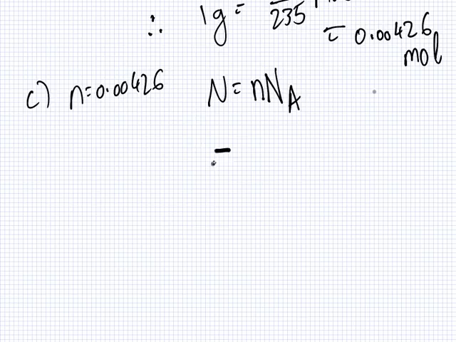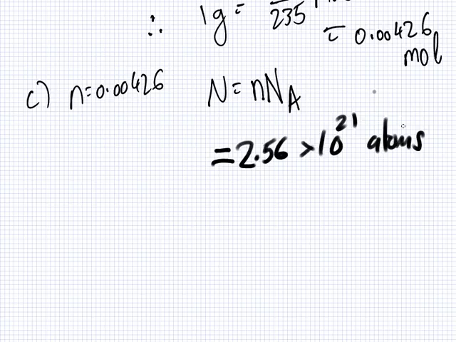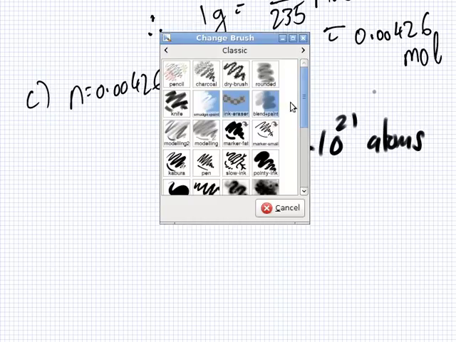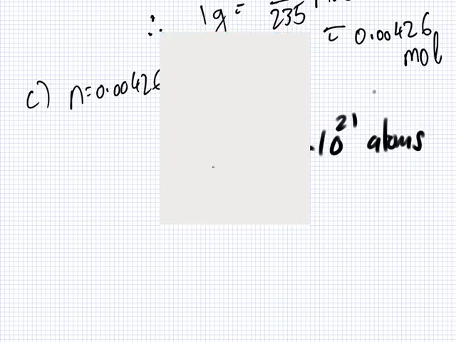Right. This one, what happened? 2.56 times 10 to the 21 atoms, nuclei. What if you don't write the word atom? I think it's okay for this. Let me just get my pen back. Okay. D.